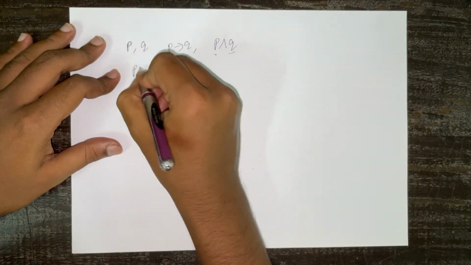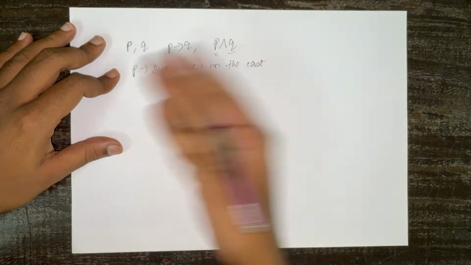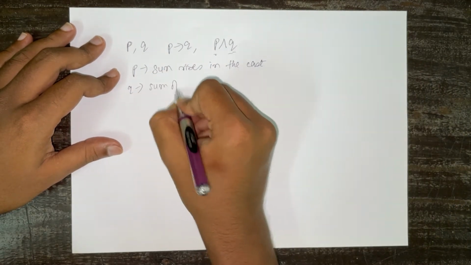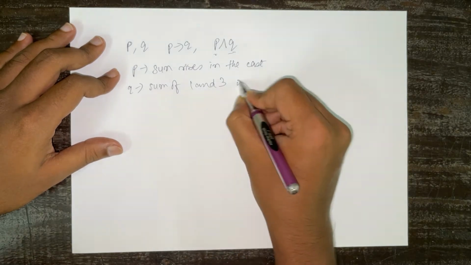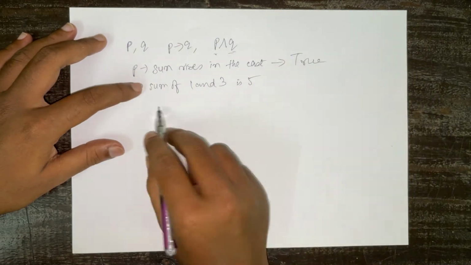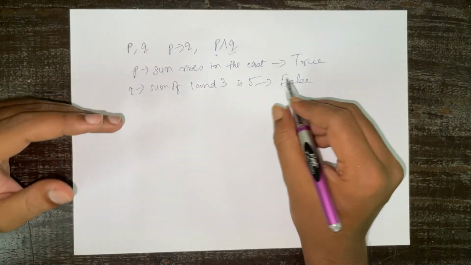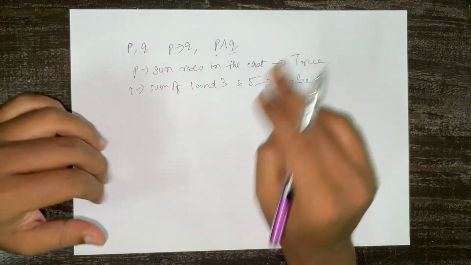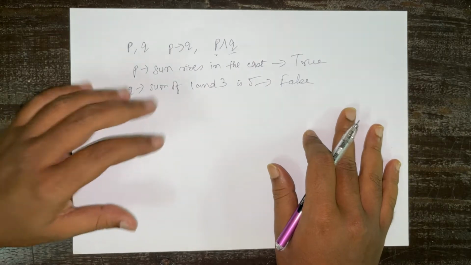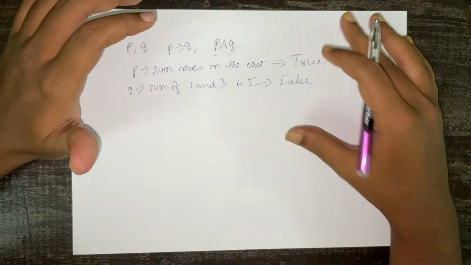For example, P is a statement that sun rises in the east. This is the statement. Okay. Q is a statement. Suppose that sum of 1 and 3 is 5. Now P, sun rises in the east, is a true statement, and sum of 1 and 3 is 5 is a false statement, right? So that means any statement that we have can either be true or it can be false. So there are two possibilities, either it will be true or it will be false. So statements are of two types, true statement and false statement. So P, Q, these things we consider them as statements.